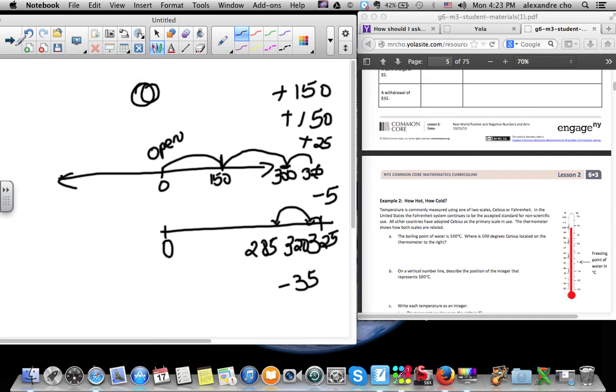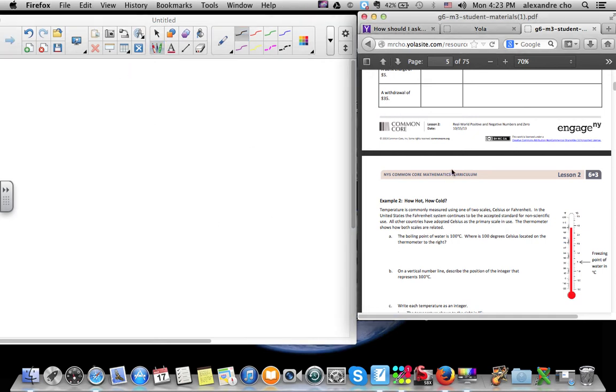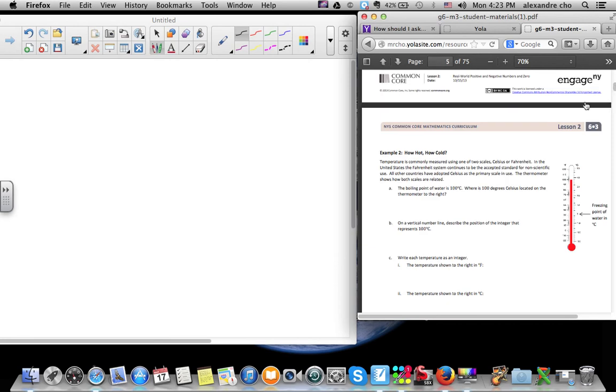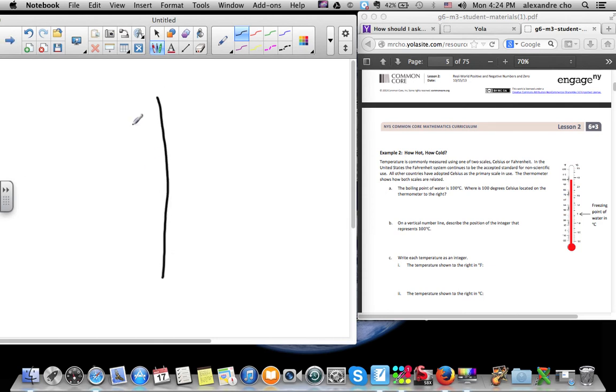Okay. Let's see where we are. Okay, so how hot, how cold, temperatures commonly. The boiling point of water. Where's 100 Celsius located on the thermometer to the right? Okay, the thermometer here is divided into, I hope you noticed, two sides. One is in Fahrenheit and one is in Celsius. So numbers are labeled on both sides.